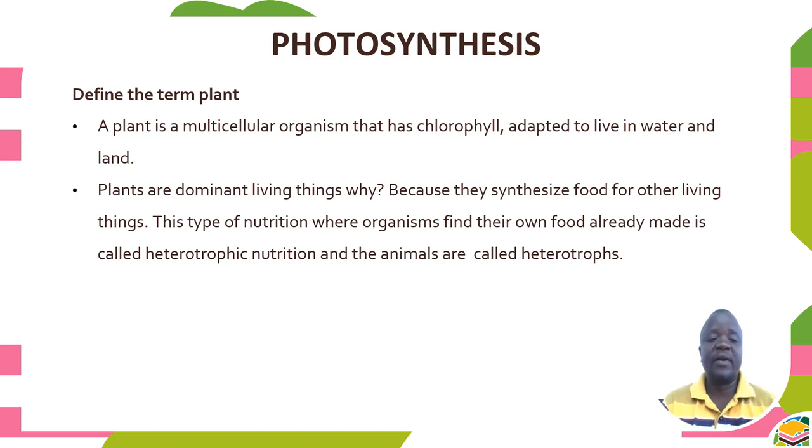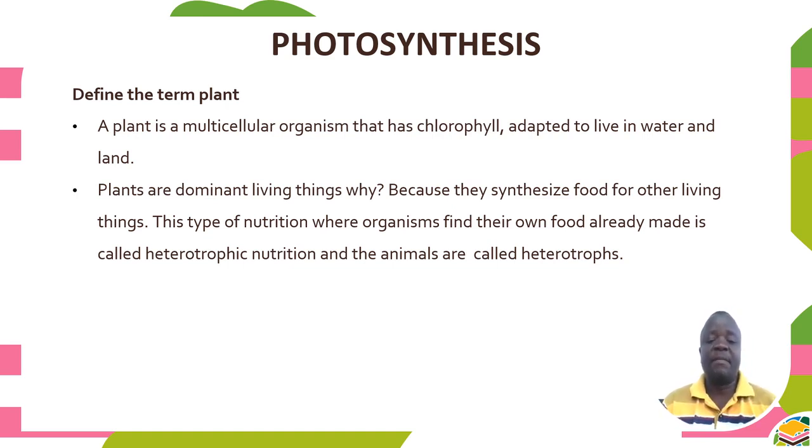So now we define the term plant. A plant is a multicellular organism that has chlorophyll. When we talk of multicellular, it means it's a living thing with so many cells, an organism composed of many cells, which is adapted to live either in water or land. So you can find plants in water as well as land. That's the habitat for most plants.